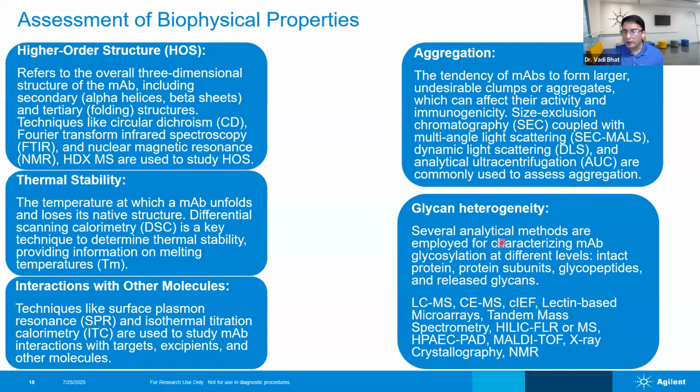Of course, glycan heterogeneity is very important and measured at different levels: intact, subunits, peptide level, and released glycans, using many types of analytical instruments, including mass spec, capillary electrophoresis mass spec, and capillary electrophoresis like cIEF, lectin-based microarrays, and typically HILIC separation with fluorescent detectors. With very complex glycans, we're also using multi-TOF and other types of instruments.